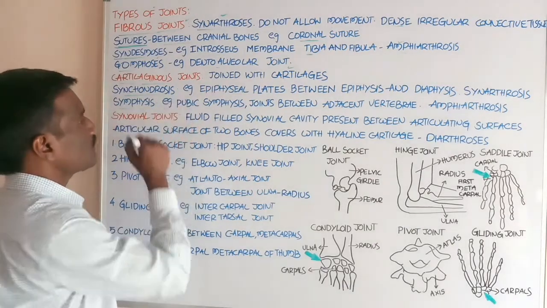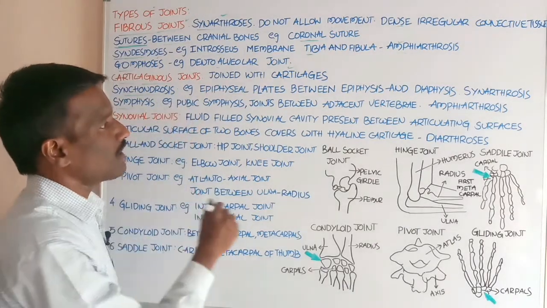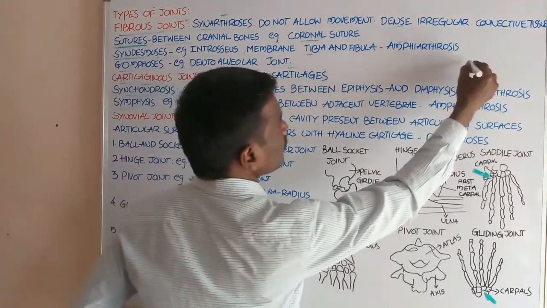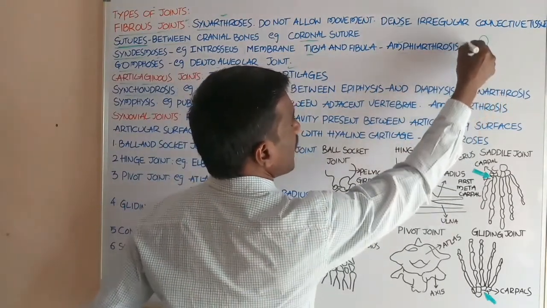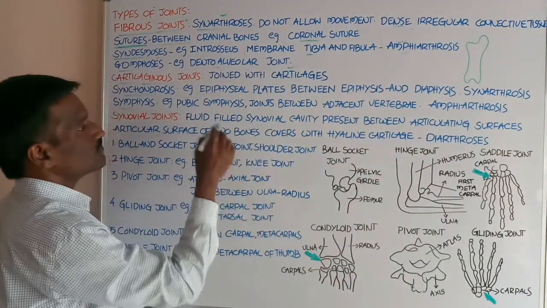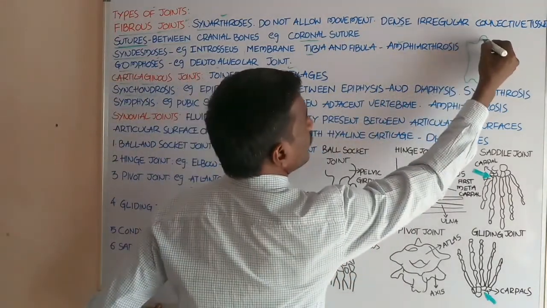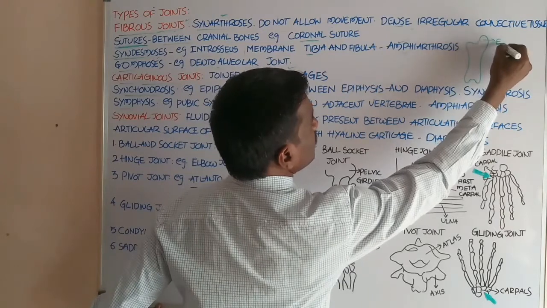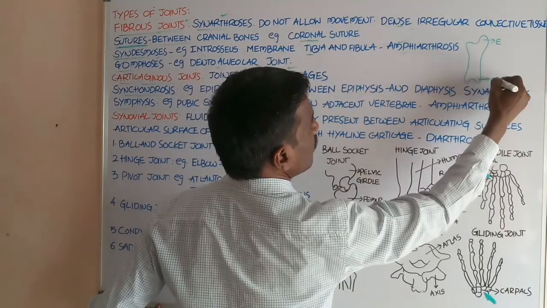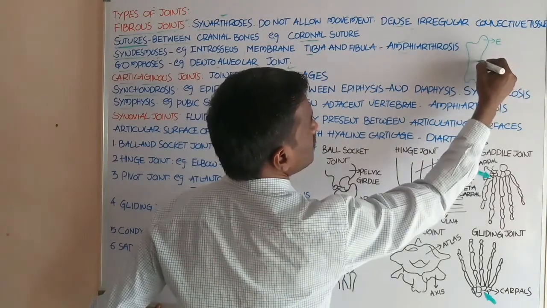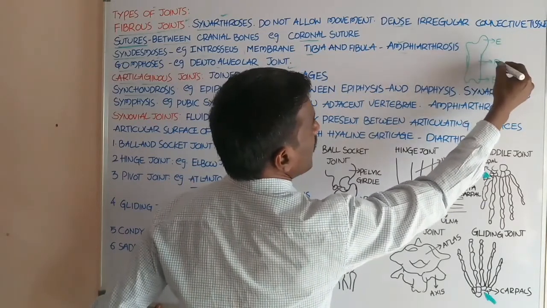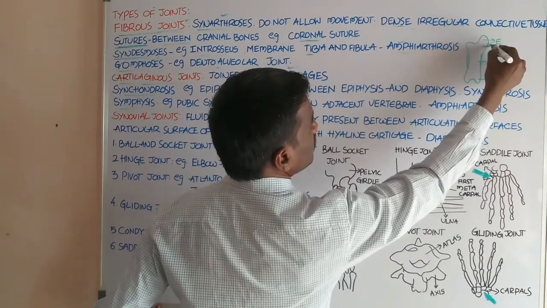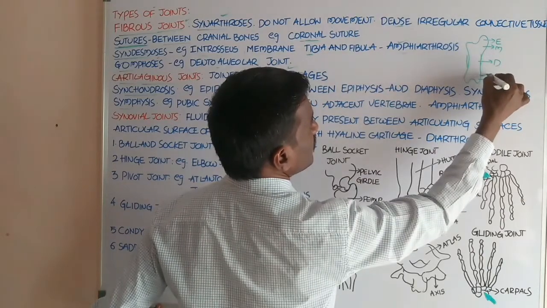What about synchondrosis? If you observe one of the bones, this is the structural arrangement of the compact bone. This is called epiphysis, this is also epiphysis, and this is the middle part, the shaft, which is called diaphysis. Below the epiphysis there is a metaphysis.